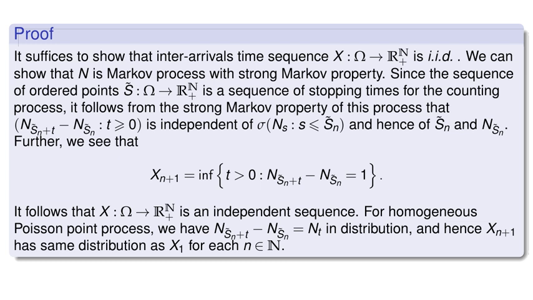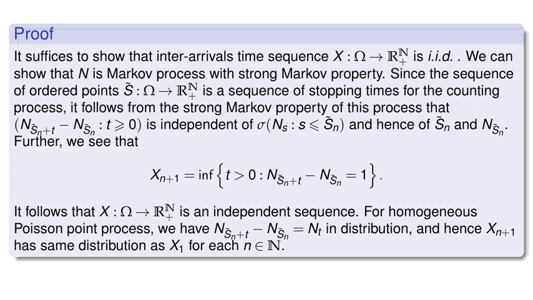Continuing the proof, it suffices to show that the entire sequence of inter-arrival times X is IID. We know N is a Markov process, and in fact, it has the strong Markov property. The sequence of ordered arrival points, S̃, is a sequence of stopping times for this counting process, N.